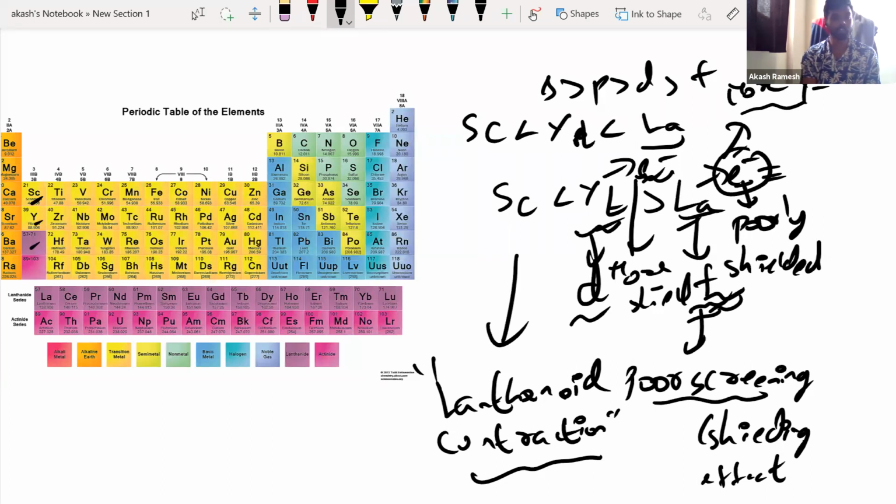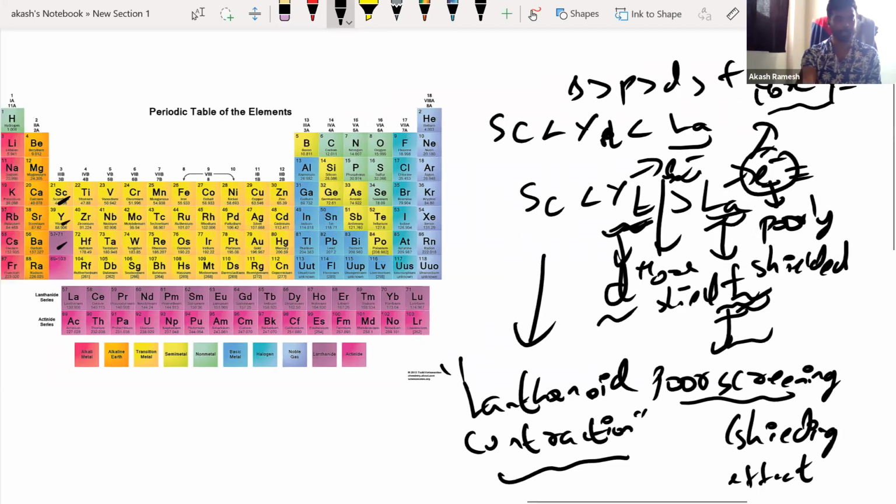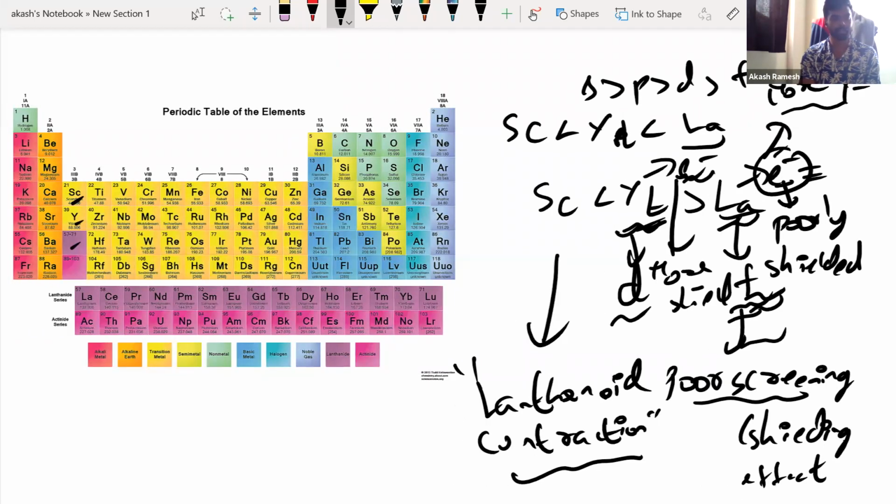So you look at this, even though the shell increases, the number of shells will increase here between yttrium and lanthanum. Even then, you see that since f orbital has a poor screening effect, lanthanum will have a lesser size than yttrium. And the same thing happens again from lanthanum to actinium also. So these are the things you can remember regarding your shielding effect. Any questions anybody has? Everybody understood what is screening effect and shielding effect?